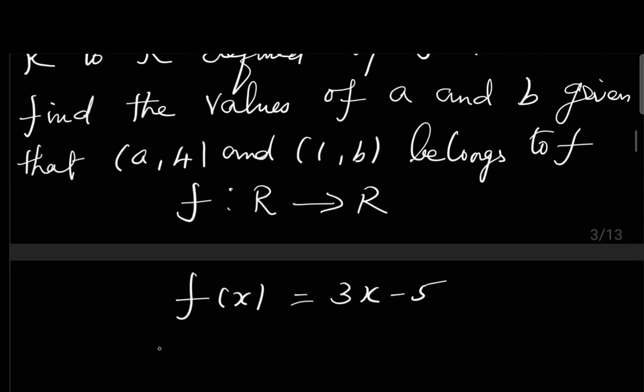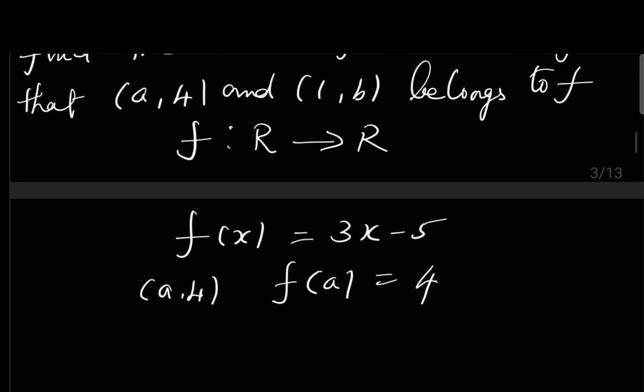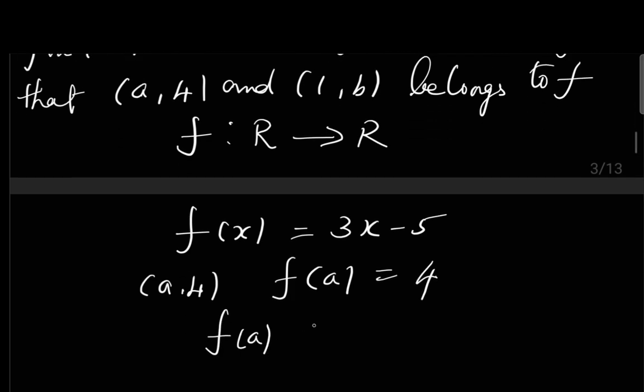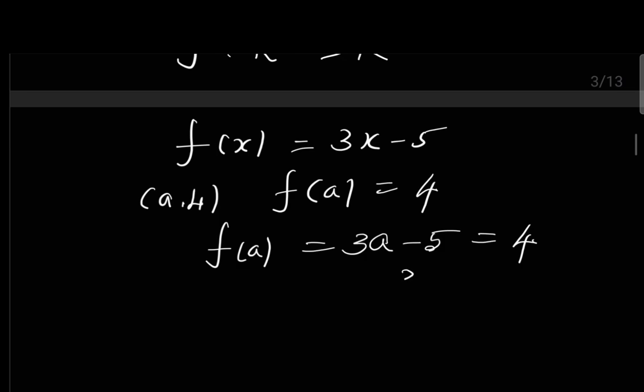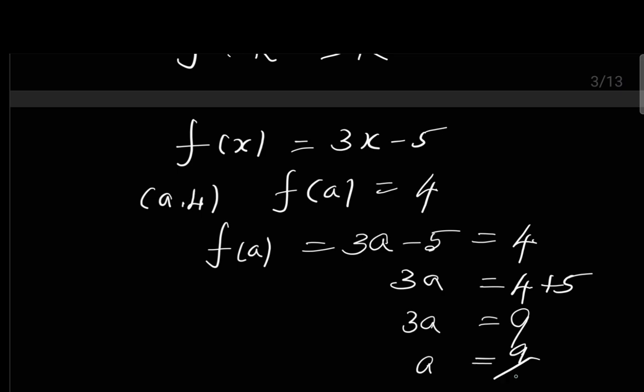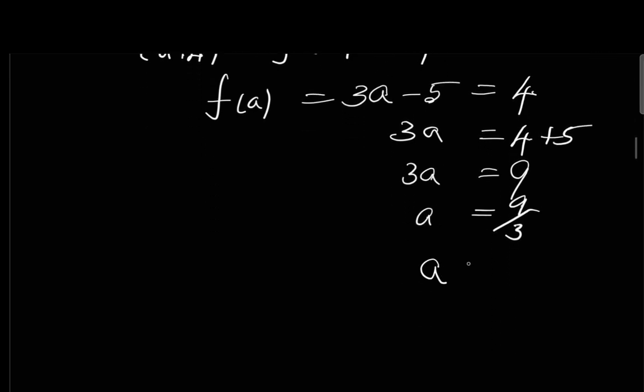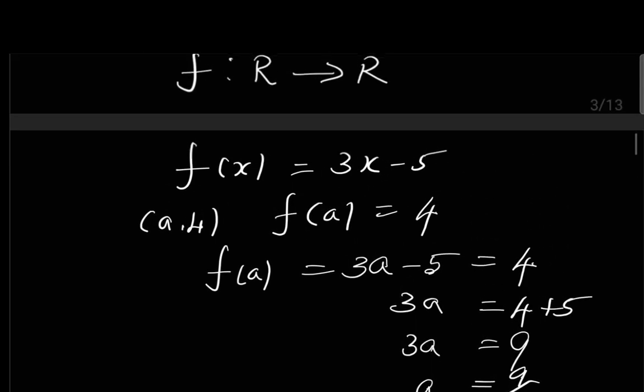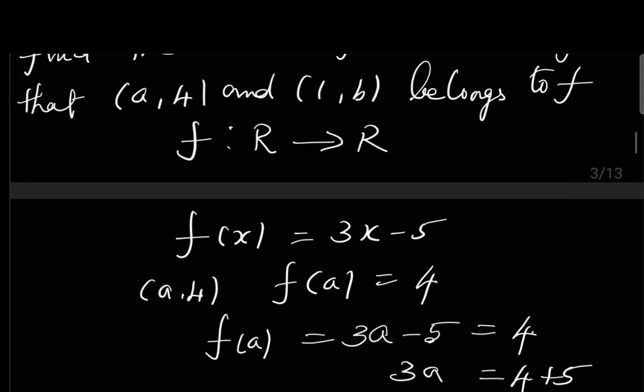So here, a comma 4, that is f of a is equal to 4. So what is f of a? Replace x as a: 3a minus 5. This is equal to 4. So 3a is equal to 4 plus 5. 3a is equal to 9. So a is equal to 9 by 3. So a is 3.